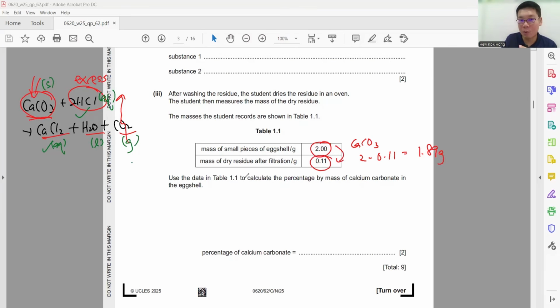Use data in Table 1.1 to calculate the percentage by mass of calcium carbonate in the eggshell. So we use the mass of calcium carbonate divided by the total mass times 100%. In the calculator, you get 94.5%.